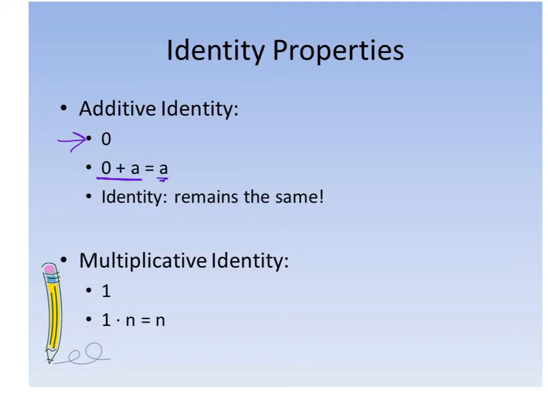Multiplicative identity is what can I multiply a number by and not change the number, and that is 1. So if I multiply a number by 1, the number stays the same. So I want the number to stay the same. That is your identity.